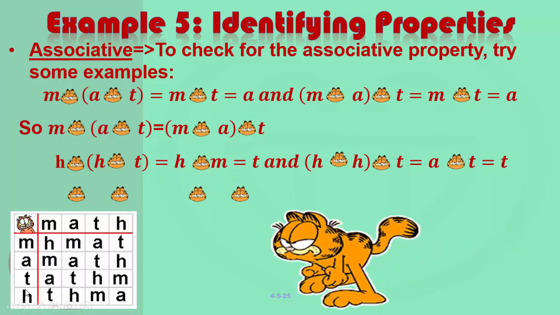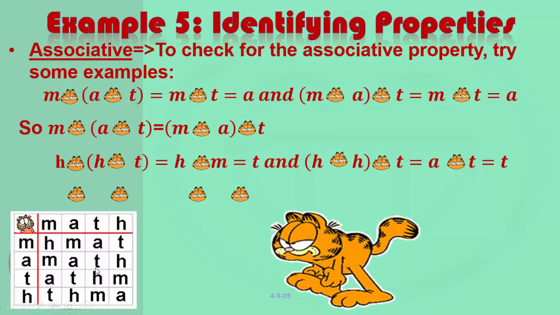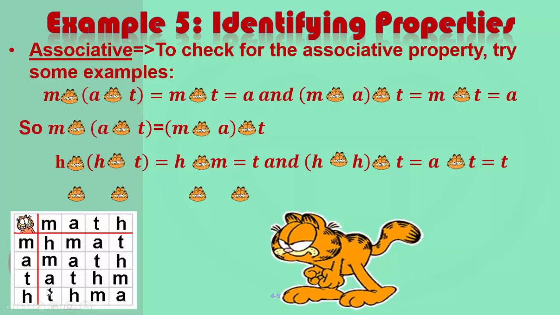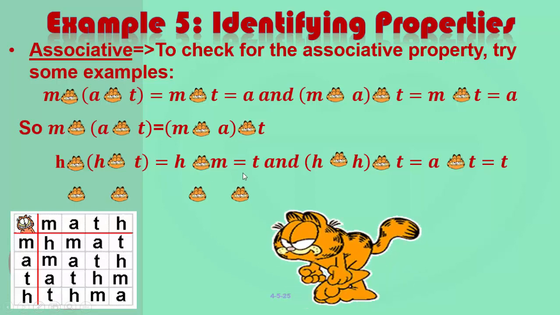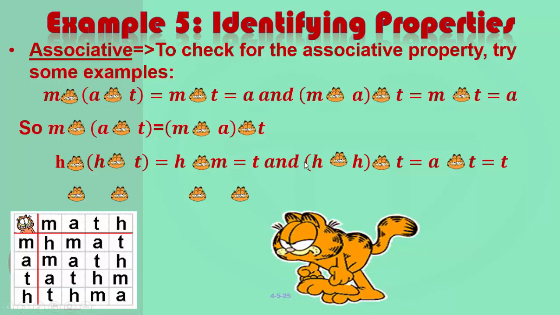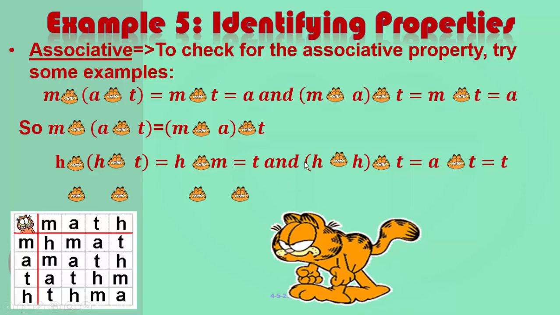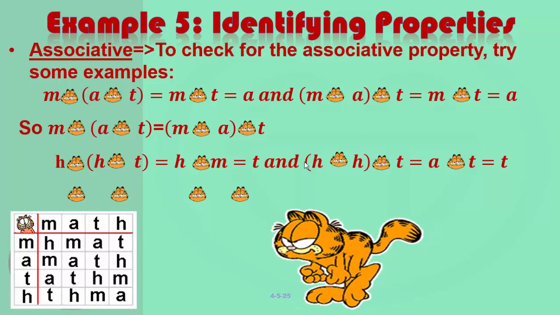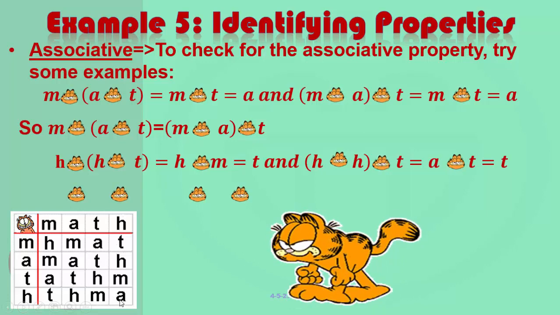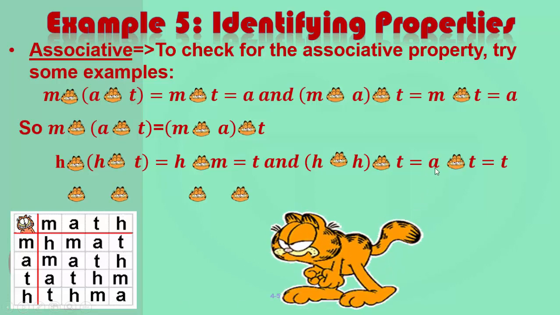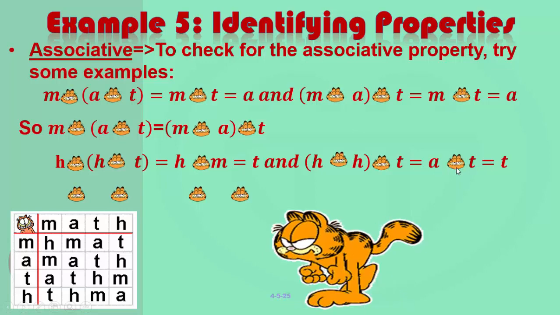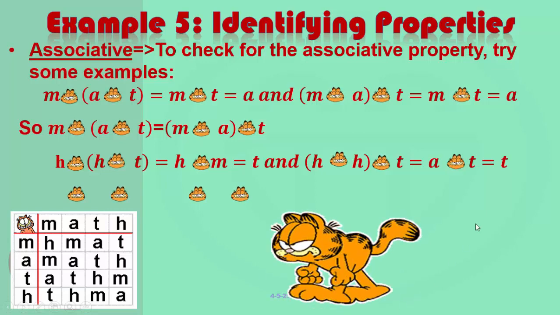Now let's go to H, M, and they intersect at T. Now let's put the bracket around the H Garfield H, and that means we'll look at that one first. So let's go to H, H, and they intersect at A. So we're left with A Garfield T. Now let's look at A, T, and they intersect at T.